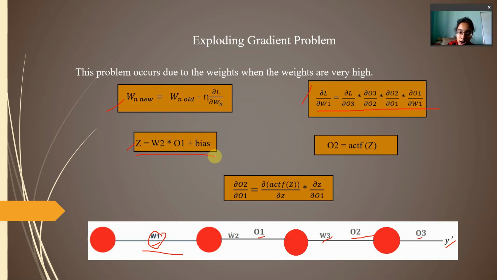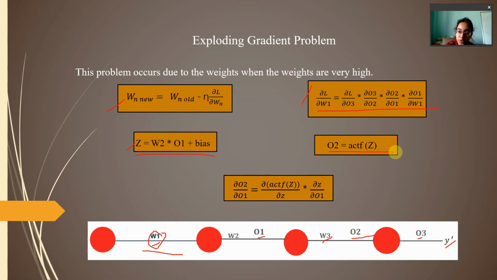Now after this weighted sum is calculated, the activation function will be applied, which will produce the output O2, right? So O2 is equal to the activation function of Z. So this activation function will then produce the output O2.